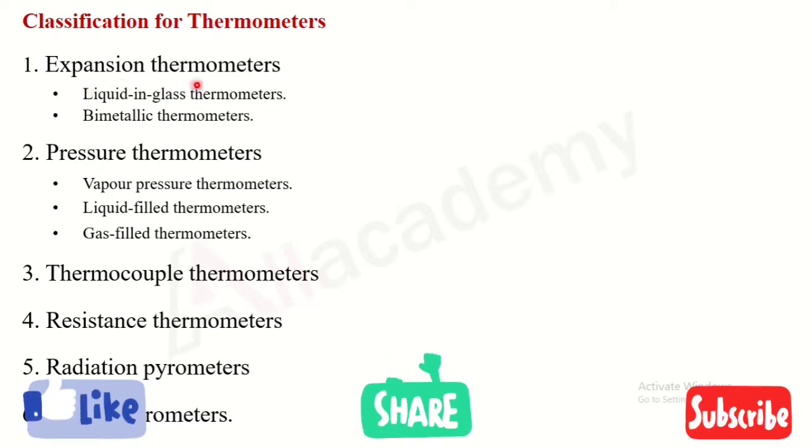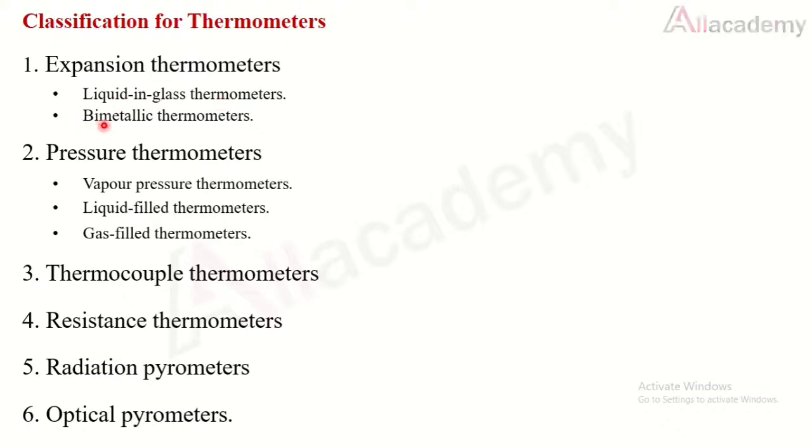One is the expansion thermometer. In the expansion thermometer, we have the liquid in glass thermometer and the bimetallic thermometer. The next one is the pressure thermometer, which is classified into 3 types: vapor pressure thermometer, liquid filled thermometer, and gas filled thermometer. And then the thermocouple thermometer, the resistance thermometer, the radiation pyrometer, and the optical pyrometer. Based on the method adopted in measuring the temperature, these are the types of thermometers we generally use in practical applications.